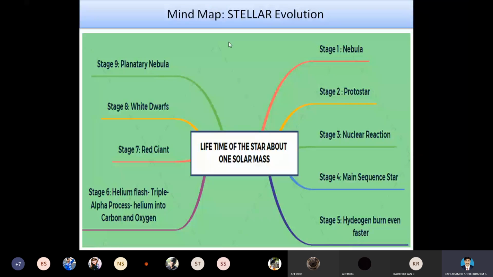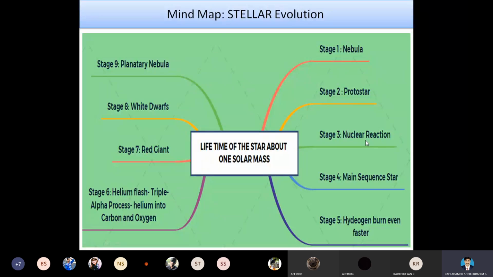This nebula will be the initial stage, then it converts into the protostar, then the nuclear reaction takes place, then the main sequence star happens. Then hydrogen is fused, converting into helium, then helium is fused, and it goes on to carbon and oxygen. Finally, the red giant takes place. Then it goes to the white dwarf. So this is the life cycle actually.